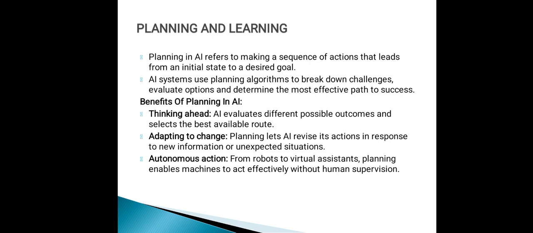For example, imagine a delivery robot inside a hospital. Its goal is to deliver medicine from the pharmacy to the patient room. The robot first identifies its current location, then decides the best route, avoids obstacles, and finally reaches the patient's room. This sequence of decisions is called planning. Planning helps AI systems solve problems efficiently by selecting the best possible sequence of actions instead of making random decisions.